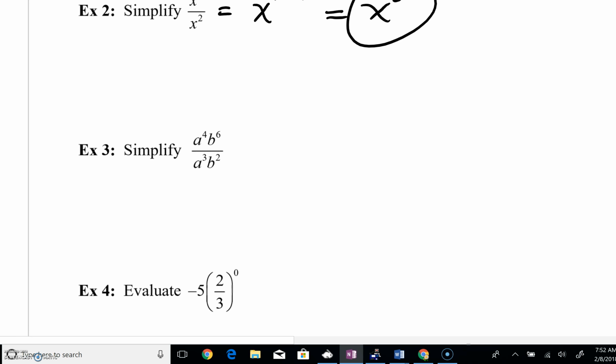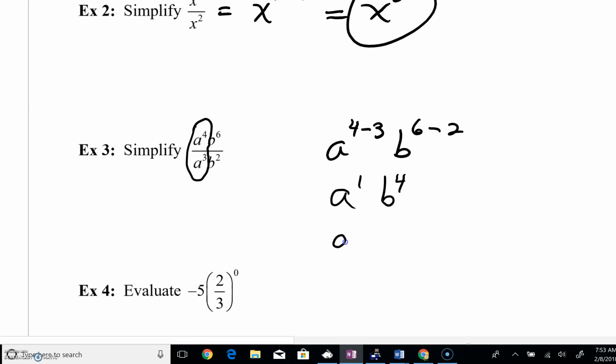For number 3, you're going to have to do that property that we just did twice. You're going to say, well, look, I've got these a's right here. That's a to the 4 minus 3. And then I've got the b's over here. You could almost look at it as a separate problem. You'd say I have to subtract those powers also. So the 4 minus 3, you're just going to get a 1. 6 minus 2 is a 4. By the way, you could just write that as ab to the 4.